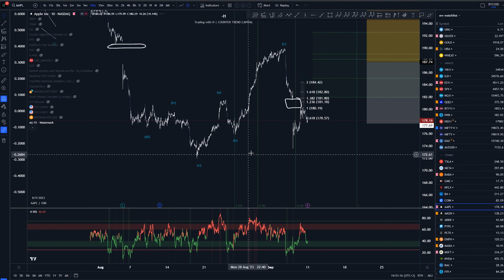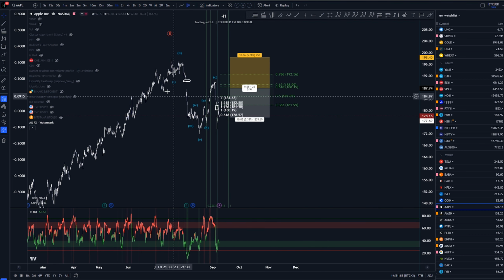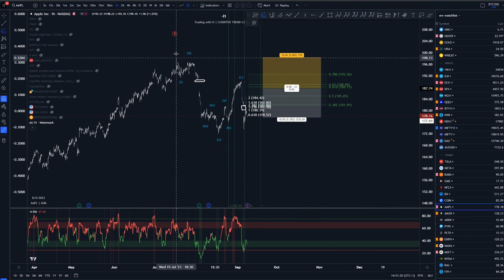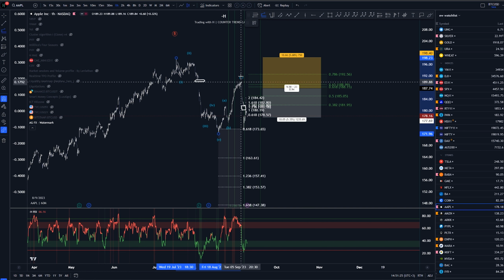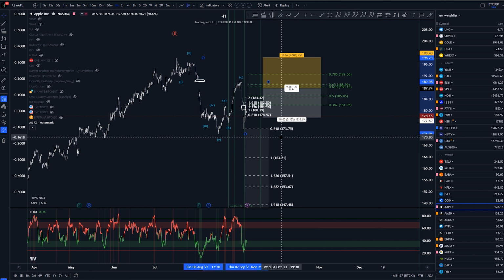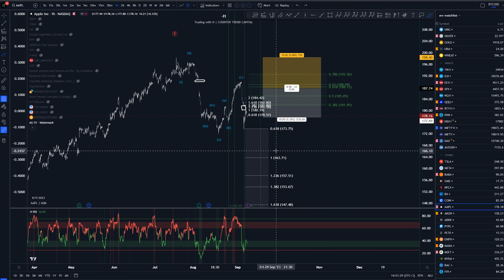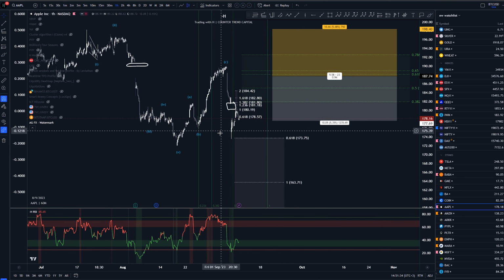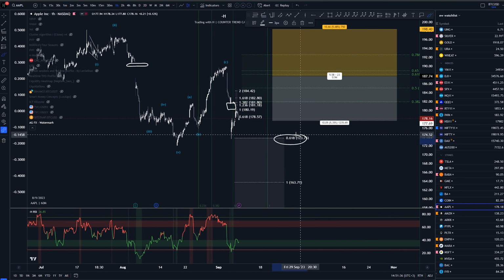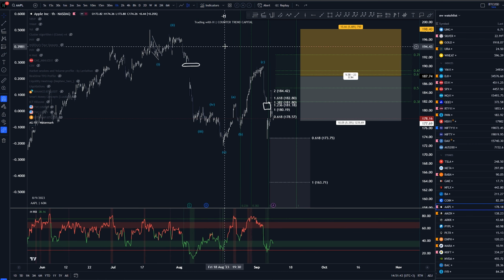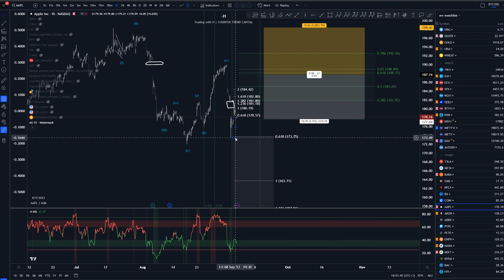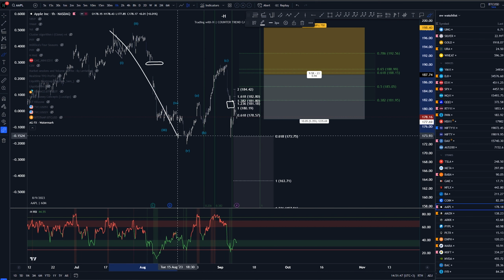So I'm still looking for, on the higher time frame, to create this higher degree extension target hits to the lower side. And where do we have those? All the way down here. Now, one thing I must say is, as you saw, we did hit the 0.618, which is the minimum target for a three-way move.